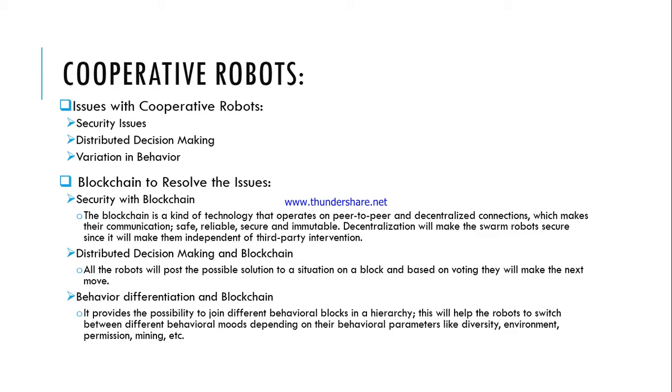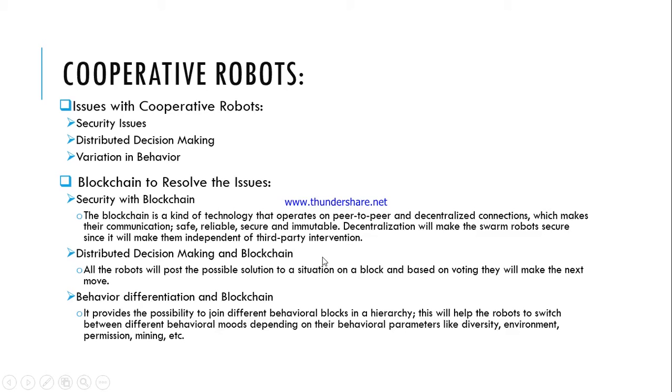For the security issues, as we know, blockchain is a technology that operates on peer-to-peer and decentralized connections, which makes your communication safe, reliable, secure, and immutable. Decentralization will make the swarm robots secure since it will make them independent of third-party intervention. For distributed decision making, all the robots will post possible solutions to a situation on a block, and based on the voting, they will make the next move.